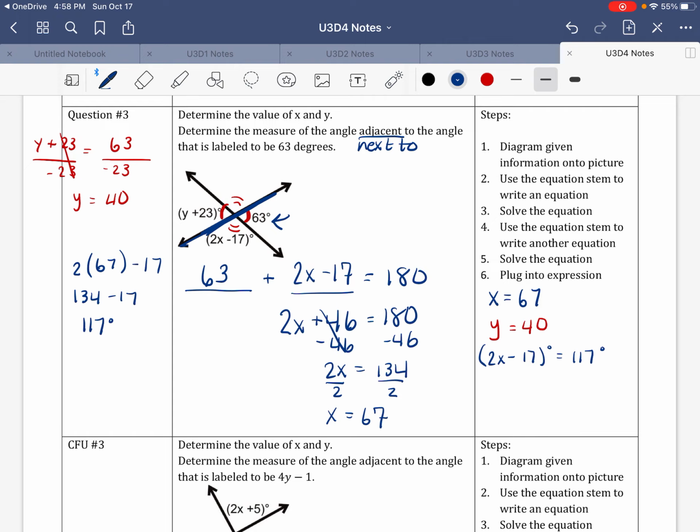The other way that we could solve for that angle is we know that this is supplementary, right? So some value here plus 63 will equal 180. So if we subtract 63 from both sides, our question mark will be 117 degrees.